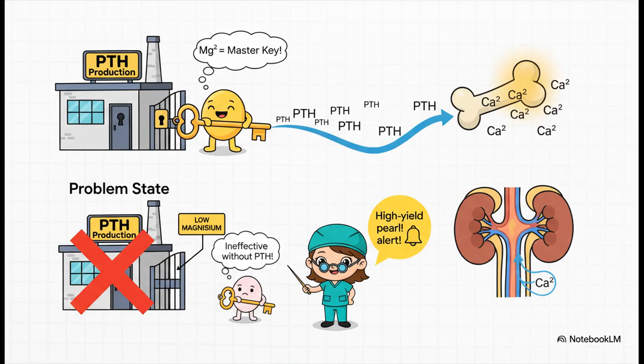Your body needs it to secrete PTH, and it needs it for PTH to even work. So if your patient's magnesium is in the toilet, their calcium will never get better, no matter how many bags of calcium you hang. You always check and fix the magnesium first.